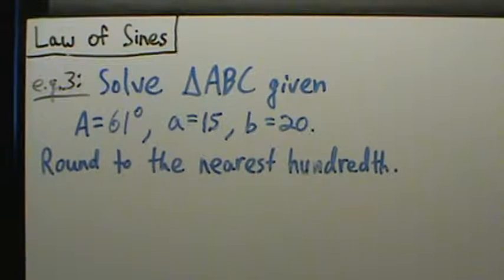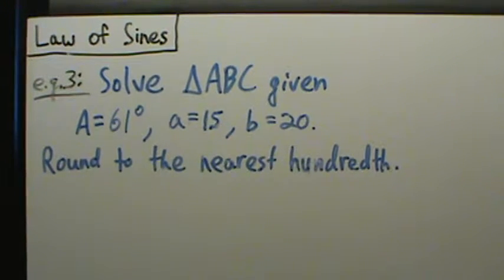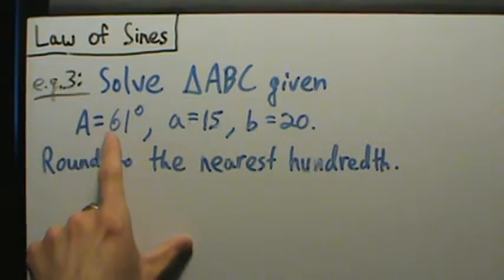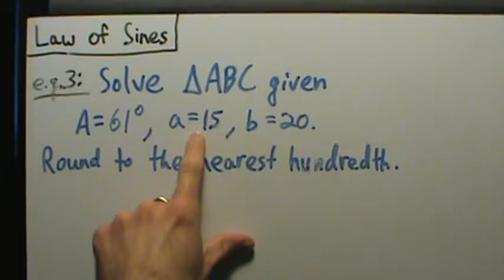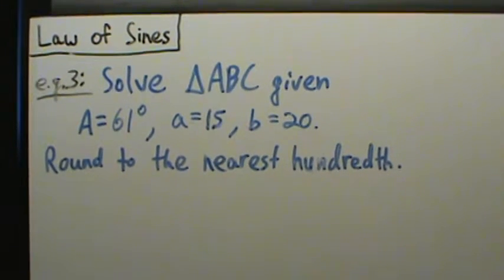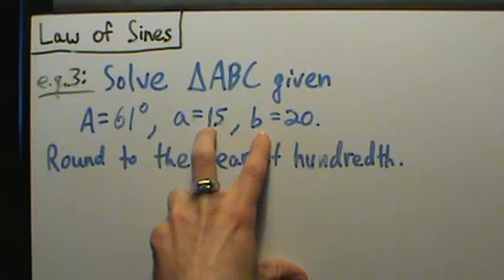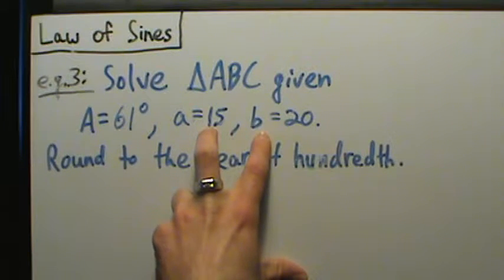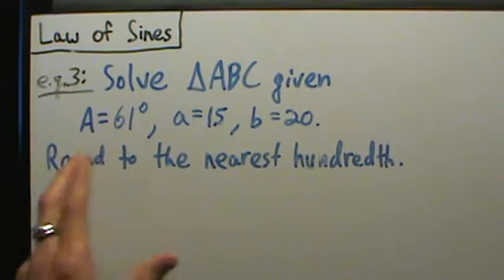Here's example 3 with the law of sines. So we want to solve this triangle ABC given an angle A is 61 degrees, side A is 15, and side B is 20. So notice this is an example of an SSA triangle. So we're given two sides and one of the angles that's not in between them.